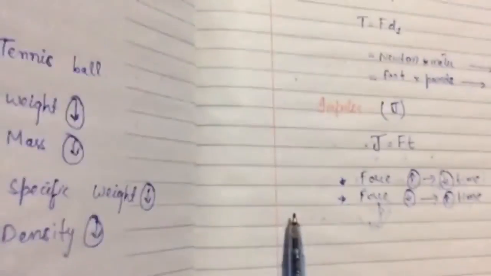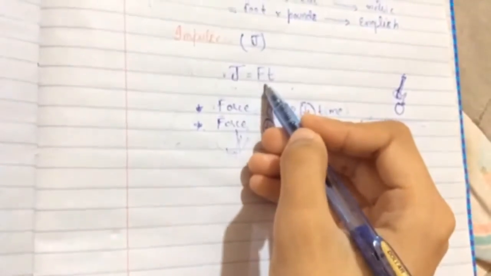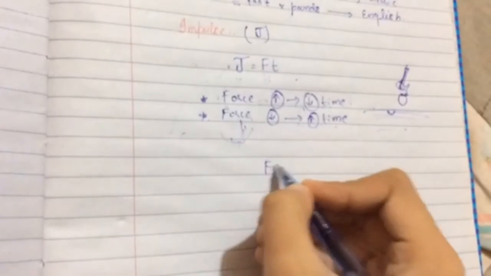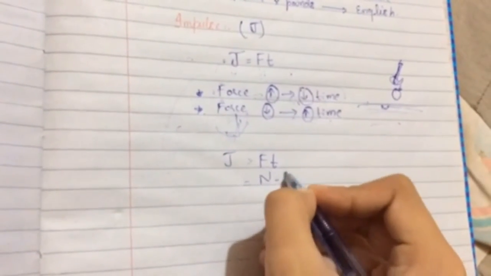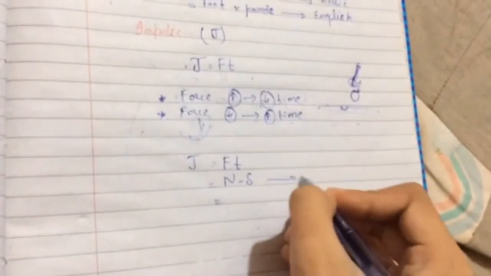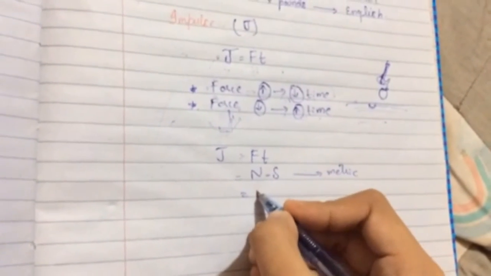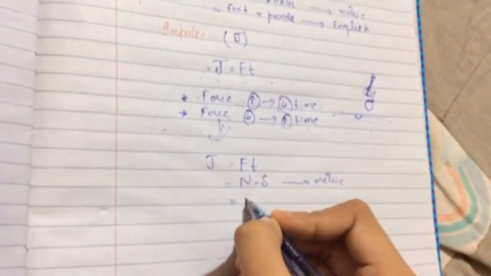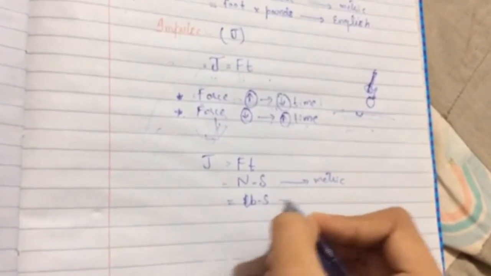After that we have taken the two units: for the metric system, newton-second, and for the English system, pound-second. So these are the two units from that formula.